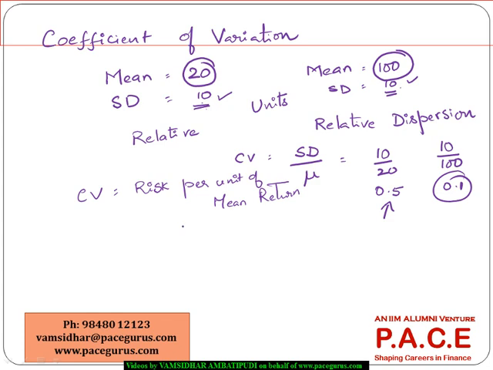And comparison of the dispersion across different kinds of data becomes easier. And as I said, it's completely scale free. Whether it is in centimeters or millimeters or whatever, because the standard deviation is expressed in the same units as the mean, both the units cancel each other and it becomes a unitless quantity. So even if the units of measurement of two different data points are completely different, I can very well use the coefficient of variation as a measure of the risk per unit mean return.